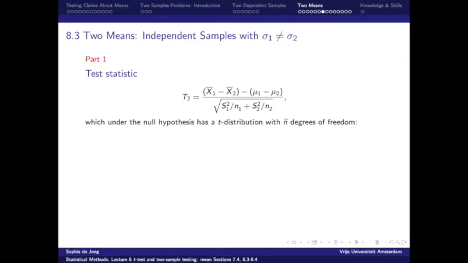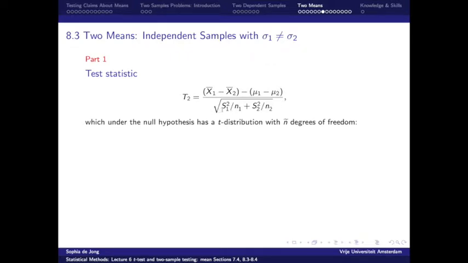In this video, we consider two independent samples under the assumption that the two population standard deviations are unequal. Then we have to use a different test statistic, this test statistic. If you compare it to the test statistic under the assumption that sigma 1 is equal to sigma 2, then you see that there is a difference here.